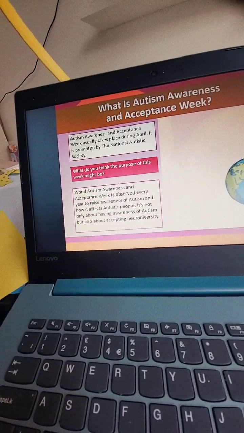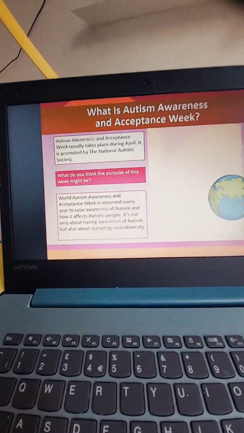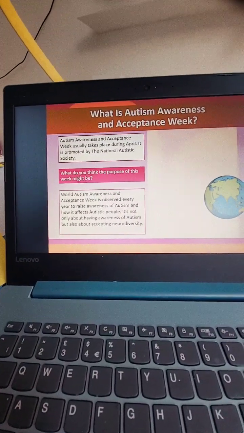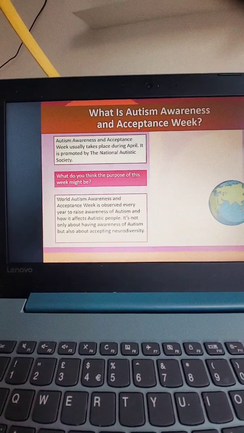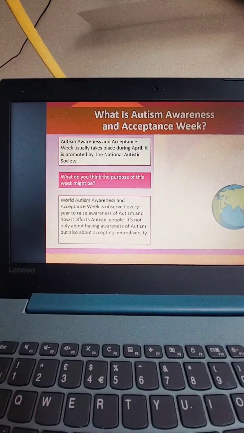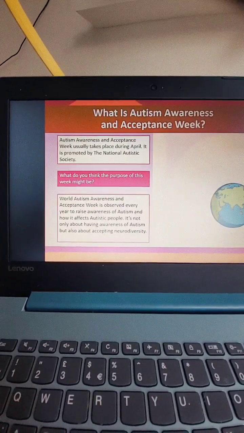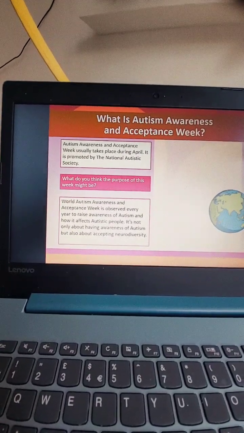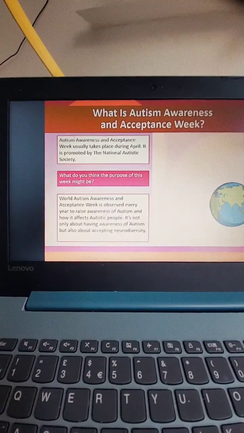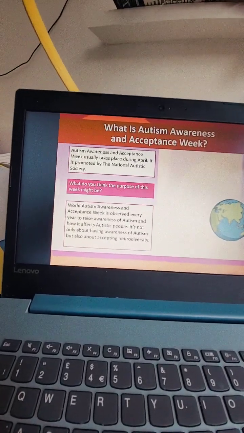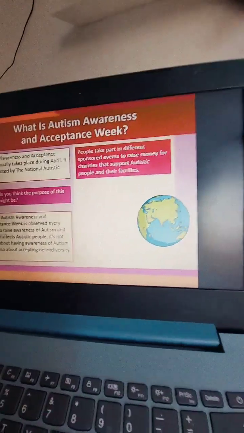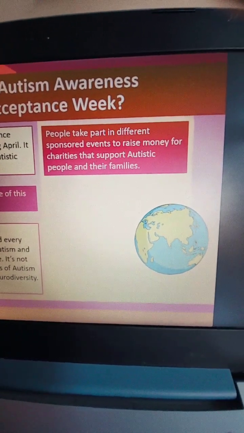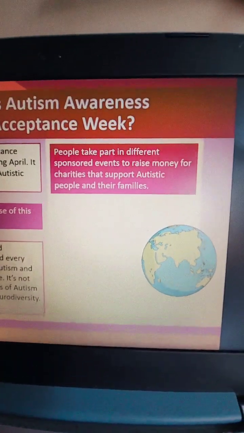World Autism Awareness and Acceptance Week is observed every year to raise awareness of autism and how it affects autistic people. It's not only about having awareness of autism, but also about accepting neurodiversity. Yes, absolutely. People take part in different sponsored events to raise money for charities that support autistic people and their families. Wow, that's very important.